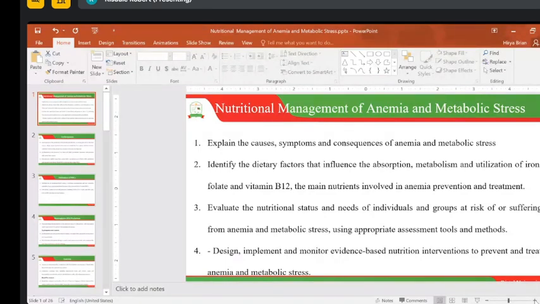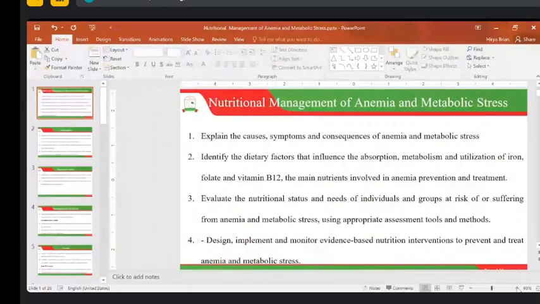We're going to be looking at the nutritional management of anemia and metabolic stress. By the end of today, we want you to be able to explain the causes, symptoms, and consequences of anemia and metabolic stress. We also expect you to be able to identify the dietary factors that influence the absorption, metabolism, and utilization of iron, folate, and vitamin B12, and the main nutrients involved in anemia prevention and treatment. And we will be seeing the channels through which we absorb iron into the body, etc.